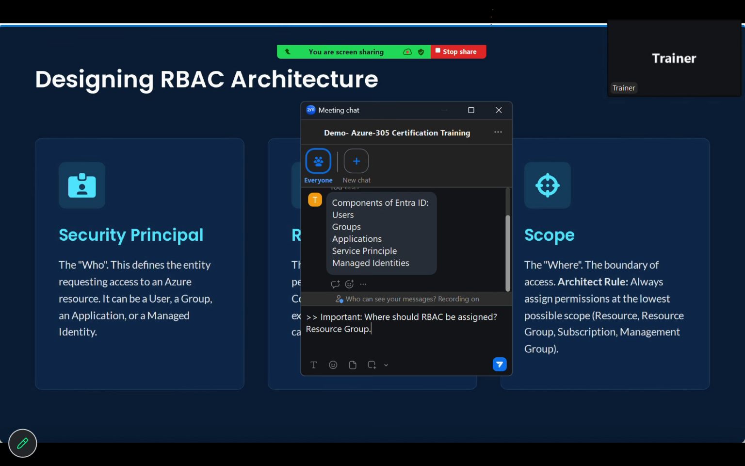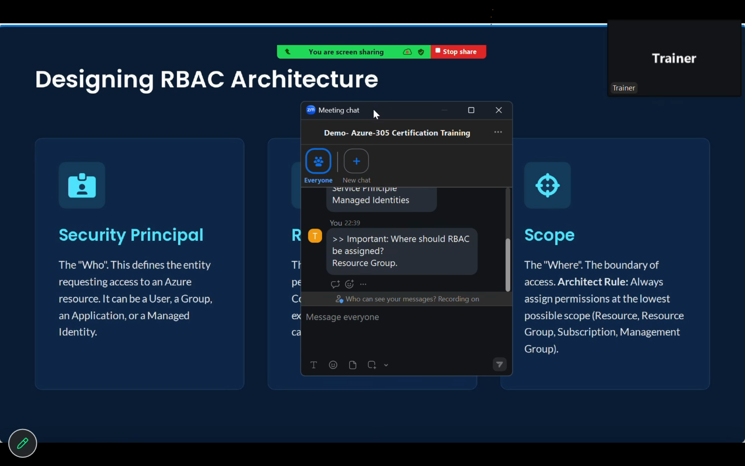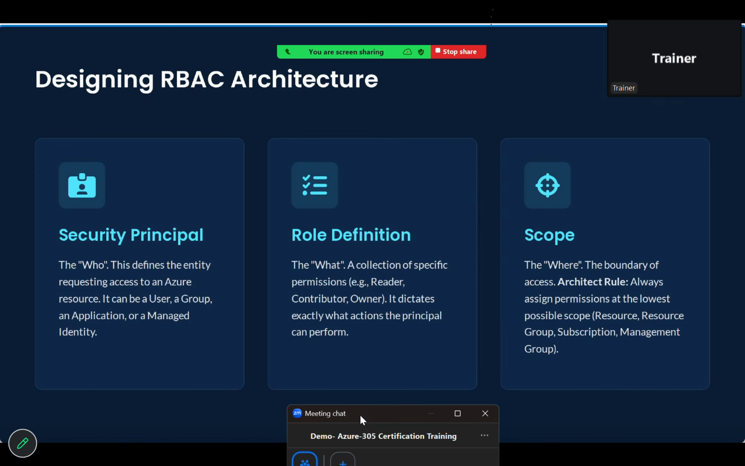So here's the exam tip for you. If two answers work, choose the lowest scope. Sometimes when you are writing your exam, you have confusion between two answers, where this could be your answer and this could also be. So always choose the lowest scope between these two.